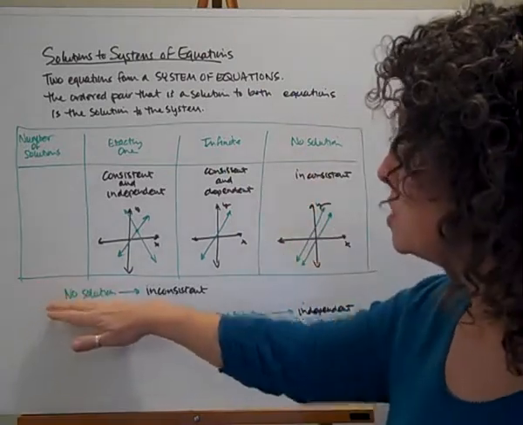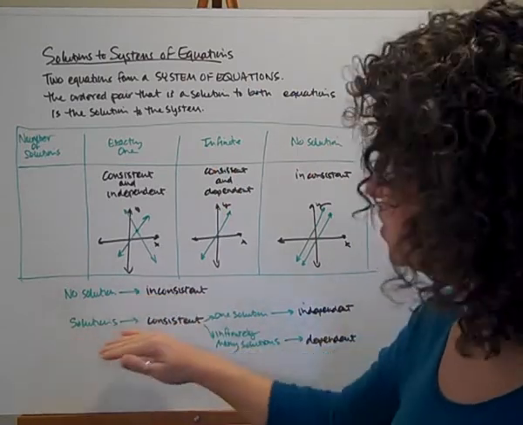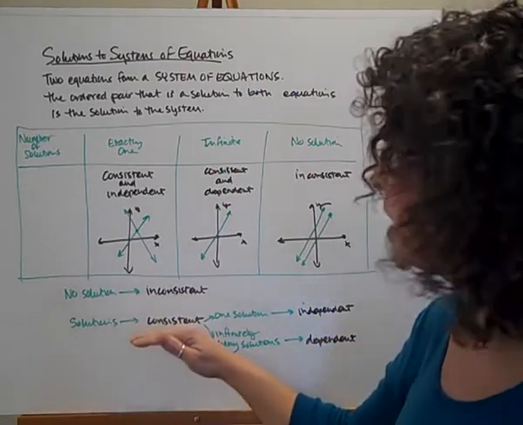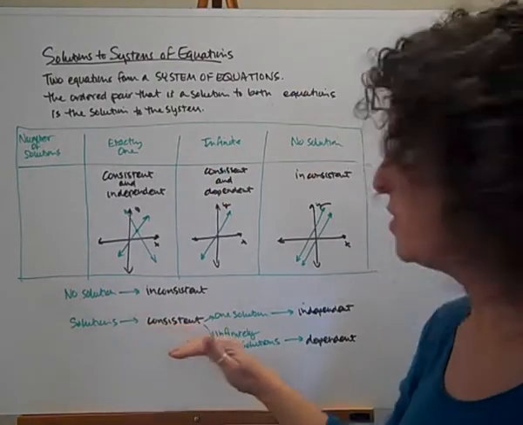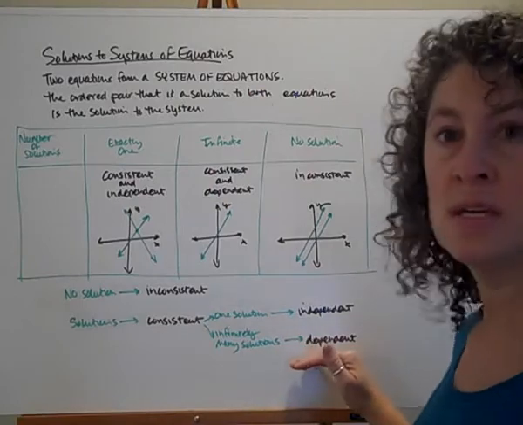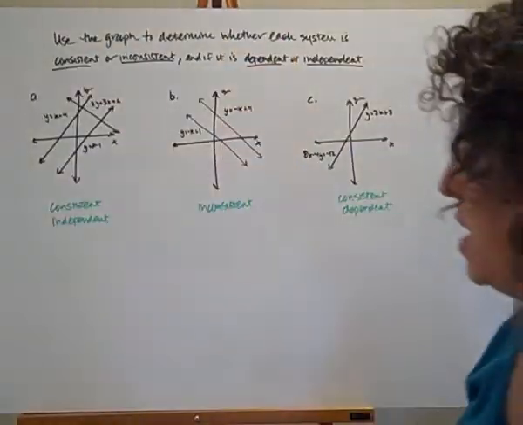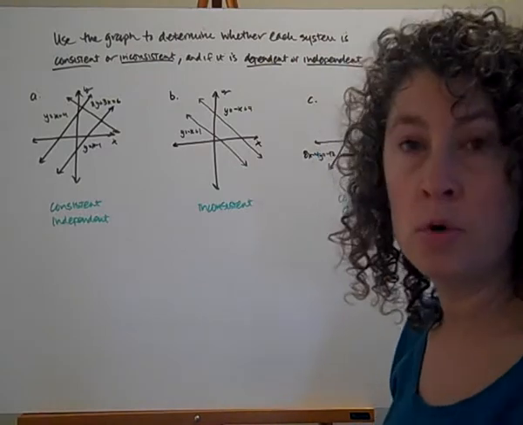So if I have no solution, we say it's inconsistent and we're done. If I do have solutions for this, then I say it's consistent. And depending on what kind of solutions, if I have one solution, I say it's independent. If I have infinitely many solutions, I say it is dependent. So let's look at a couple of graphs and see what we come up with for solutions.